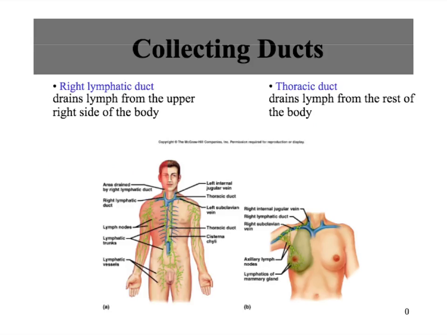Accordingly, to the way that the collecting ducts are arranged, if you can see in this picture here, the area shaded in red would be the area serviced by the right lymphatic duct, draining lymph from the upper side of the body, whereas the remaining portion of the lymph is collected via the thoracic duct and other vessels.